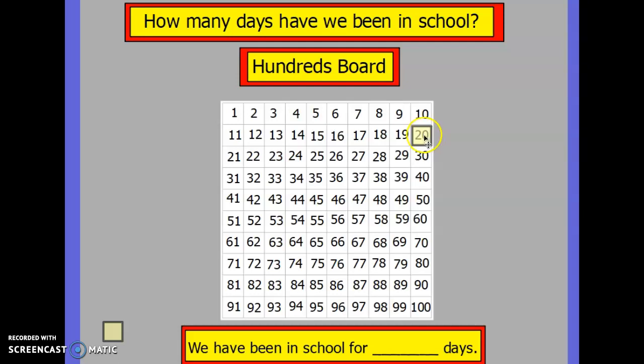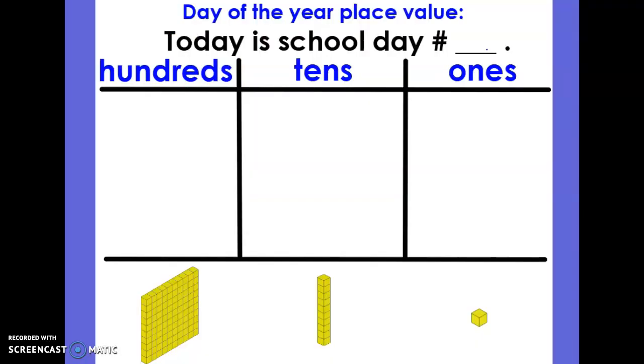21. So to get to 21, when I get to the end of my hundreds chart, I want to jump all the way back over to the beginning, just like when we're reading. You want to go to the next line when we're reading. So same thing with our hundreds chart. So we have been in school for 21 days.